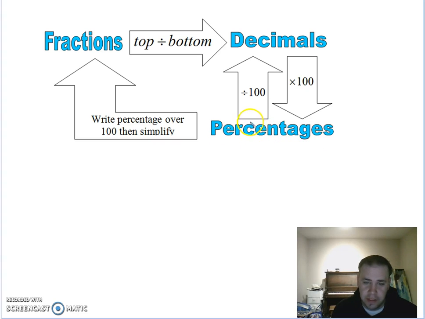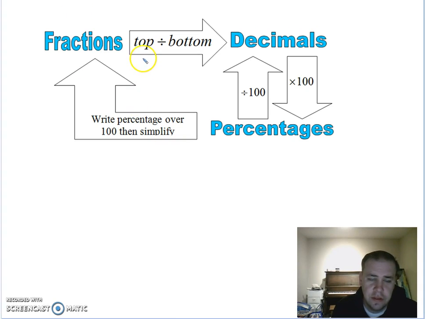Likewise, if we have a percentage and we want to go back to decimals, you just take that number and divide it by 100. So if you saw, let's say, 25%, you just take 25 divided by 100. So you could say 0.25. Okay, and it's also just moving the decimal places. Also, if you were to write the percentage as a fraction, you're just writing the percentage with a denominator of 100. And then you can simplify it if need be.